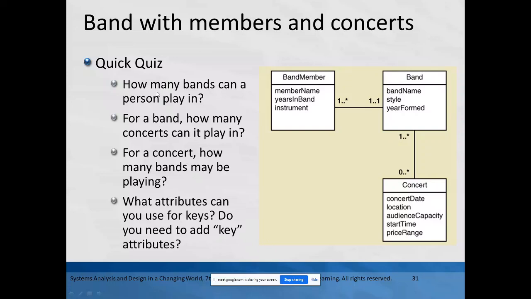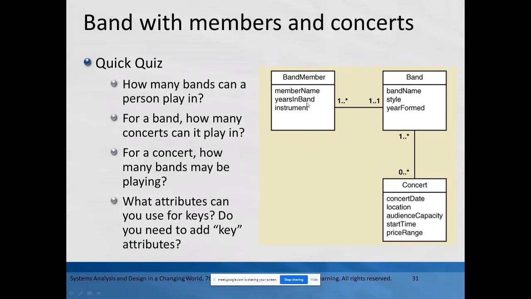Some more questions. It's the same type of thing we did with the ERD. How many bands can a person play in? One. We see one and only one here for a band. How many concerts can it play in? 0 to many. For a concert, how many bands can be playing? One or many. What attributes can you use for keys? Do they need to add key attributes?